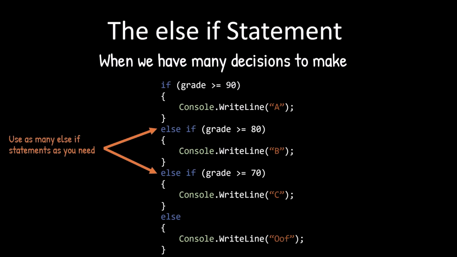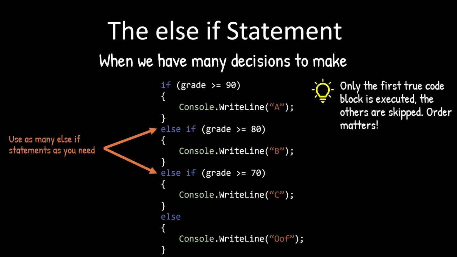The last thing to know about statements like this is that only the first true condition's code block executes. All of the others are skipped. This means that the order matters. If our grade is a 75, the first and second conditions will be false, but the third will be true and C will be printed. Then the program will jump out to the next statement after the if statement blocks.